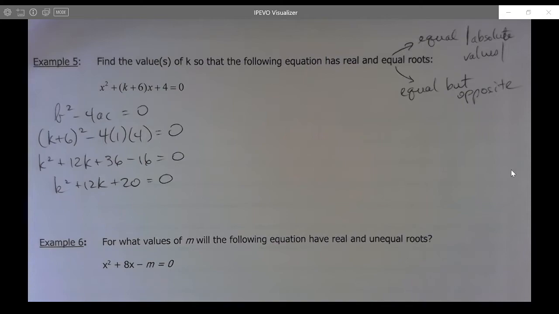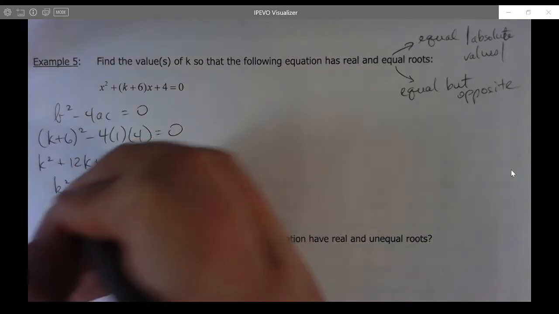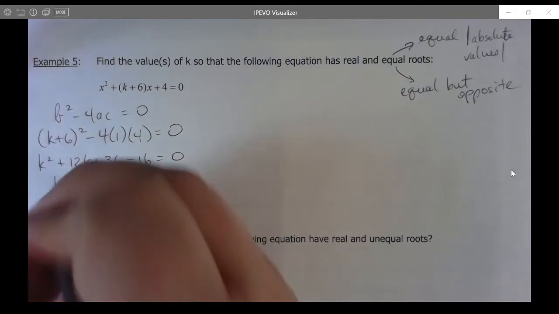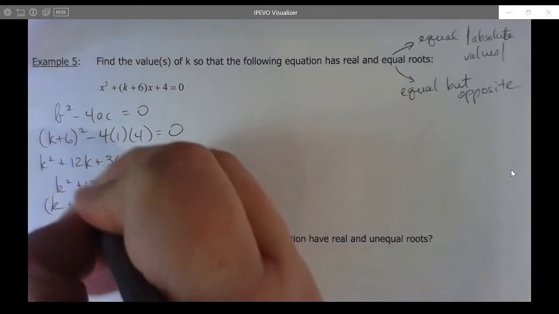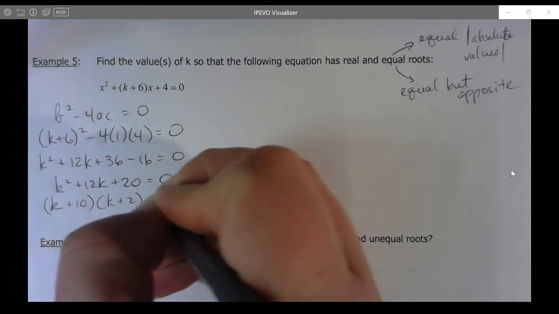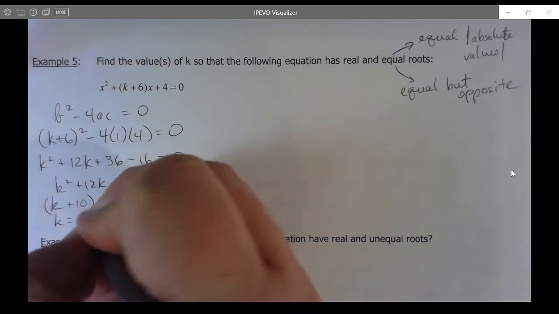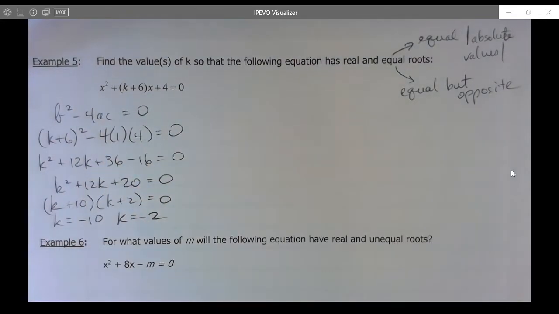And I'm going to factor that. So let's see what that factors to. That's going to be k. What two numbers times to make 20 add to make 12? Well, that's k plus 10 and k plus 2 is equal to 0. So k is equal to negative 10, and k is equal to negative 2.